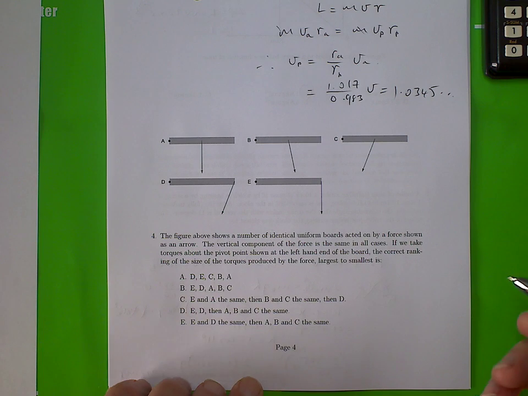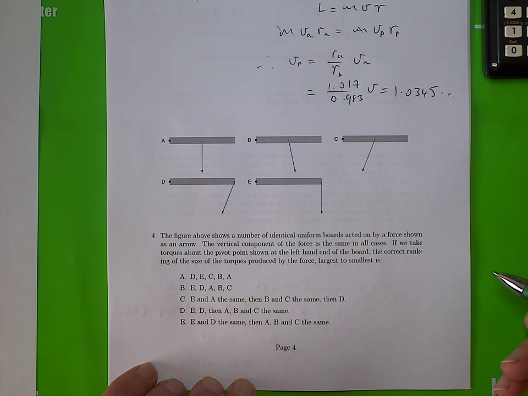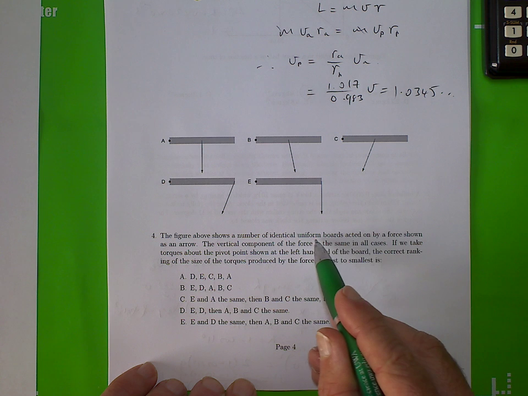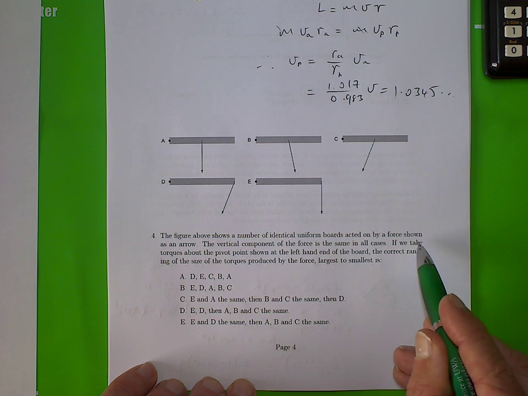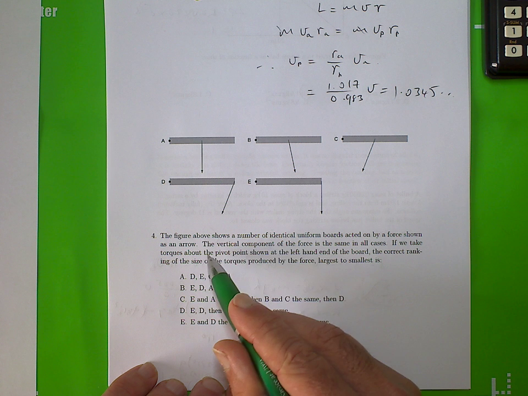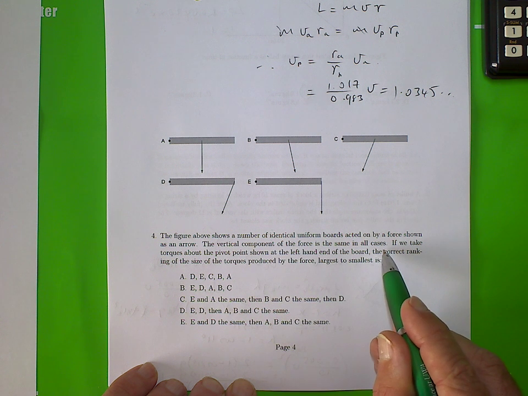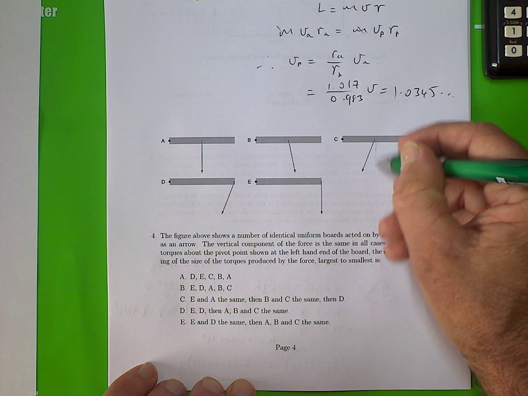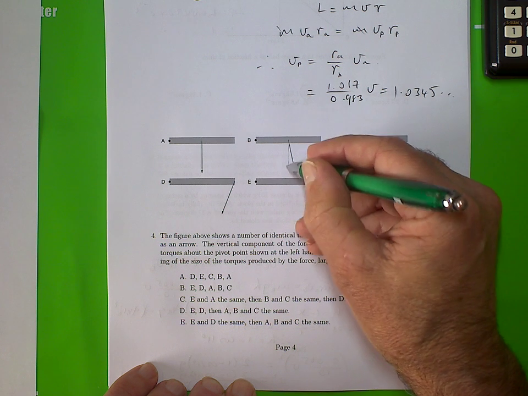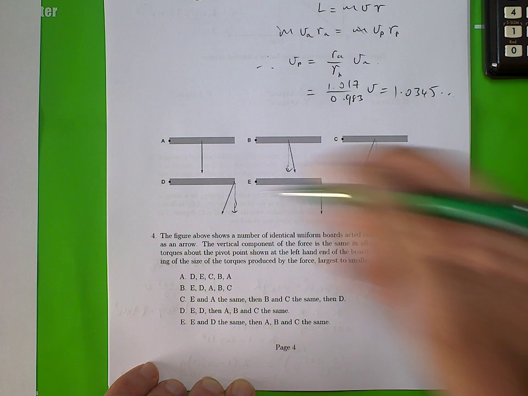Okay, then the trick question. This is not a trick question. Okay, the figure, you've got to read it carefully. The figure above shows a number of identical uniform boards acted on by a force shown as an arrow. The vertical component of the force is the same in all cases.